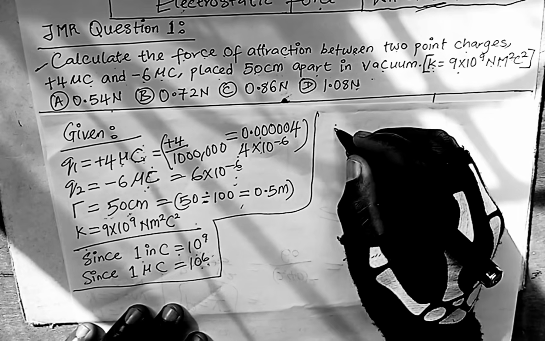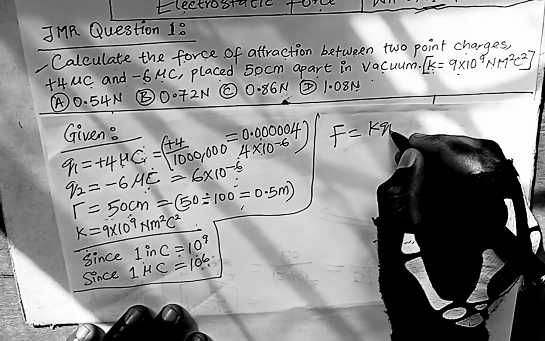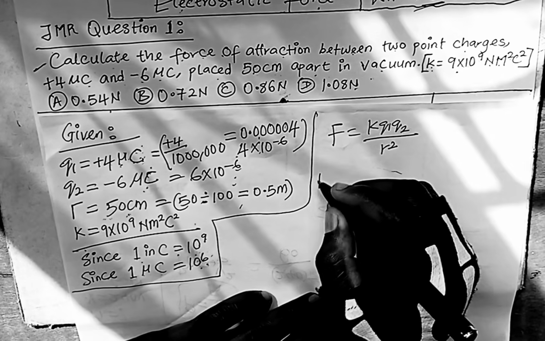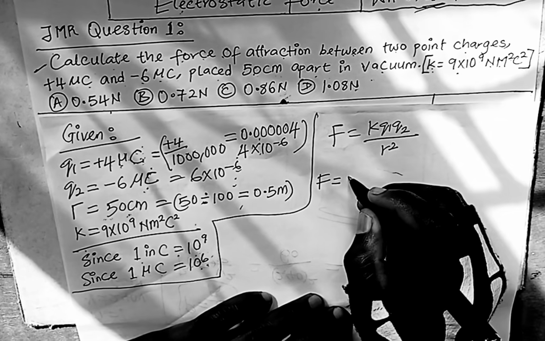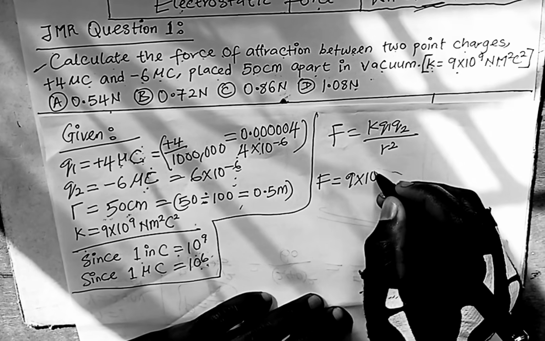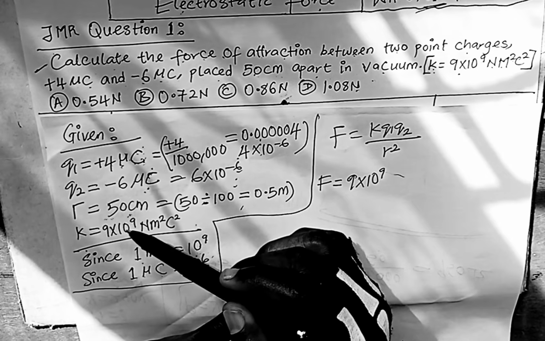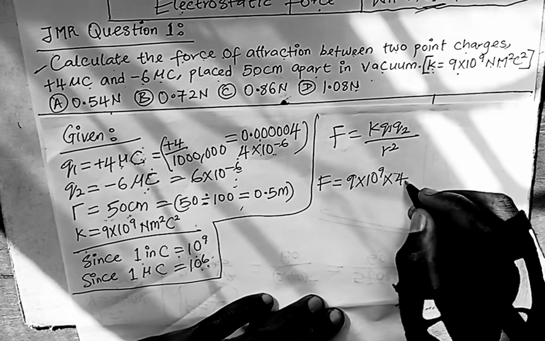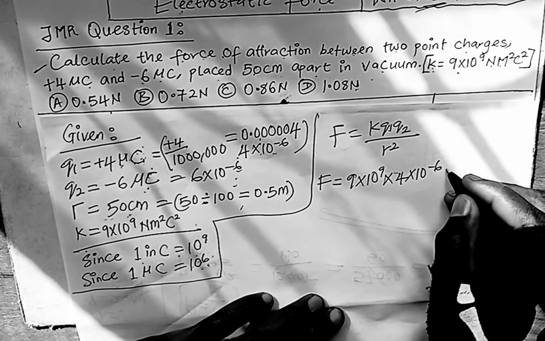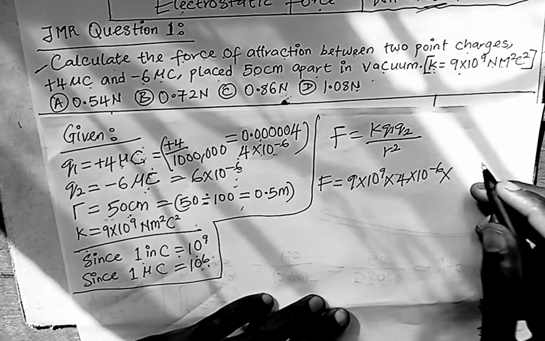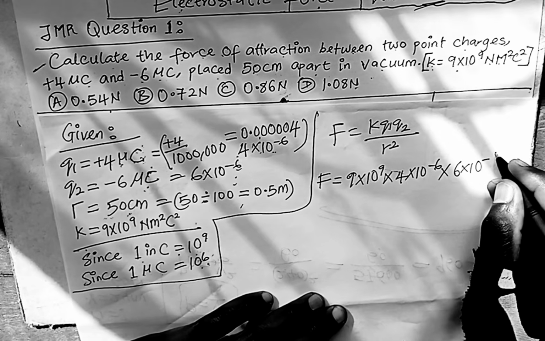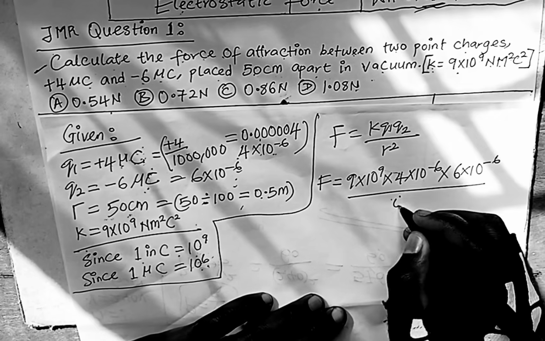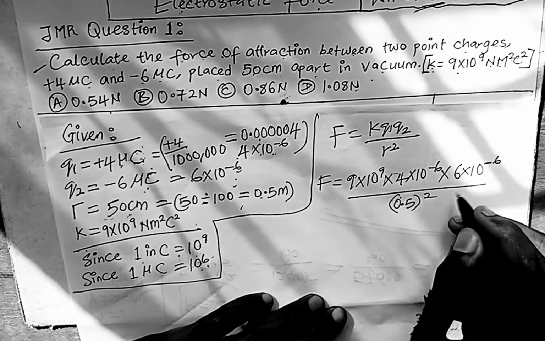So we can now apply the Coulomb formula, F equal to K Q1 Q2 over R square. What is our K? Our K is 9 times 10 raised to power 9, times the first charge Q1, which is 4 times 10 raised to power minus 6, times Q2, which is 6 times 10 raised to power minus 6, over R square. R is 0.5, that's 0.5 bracket square.